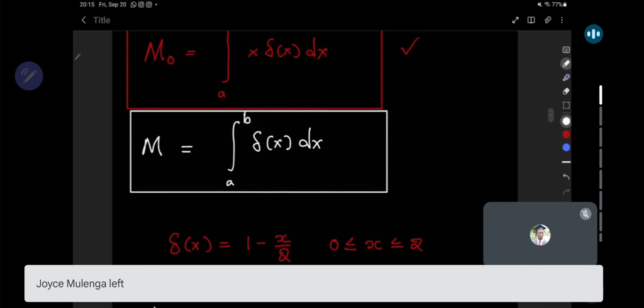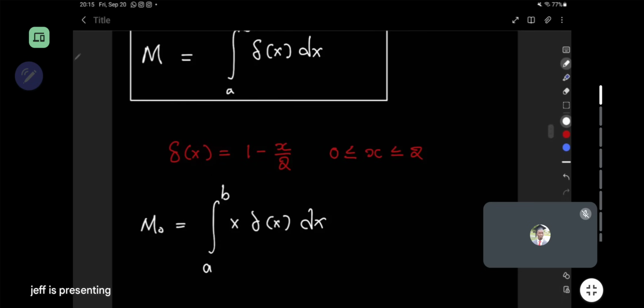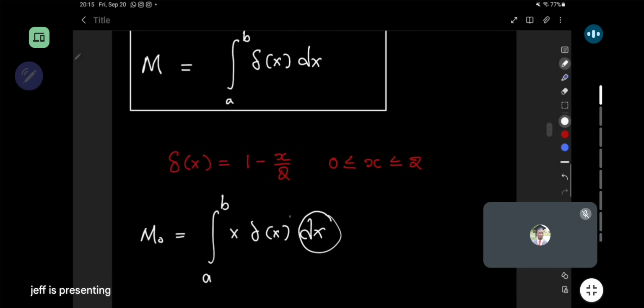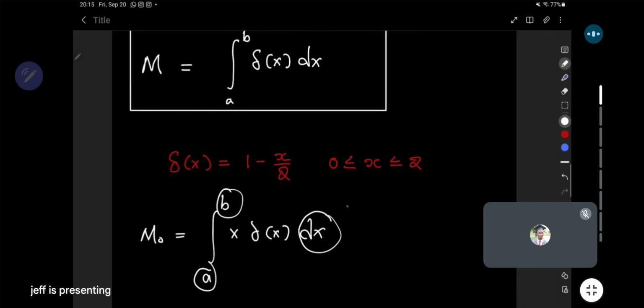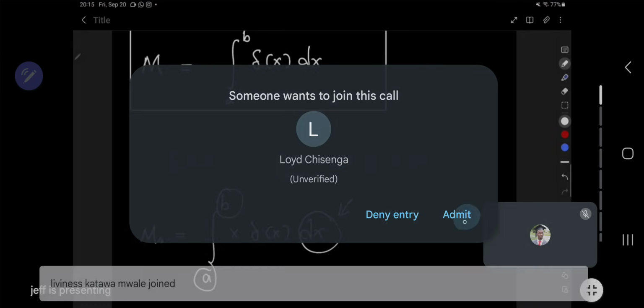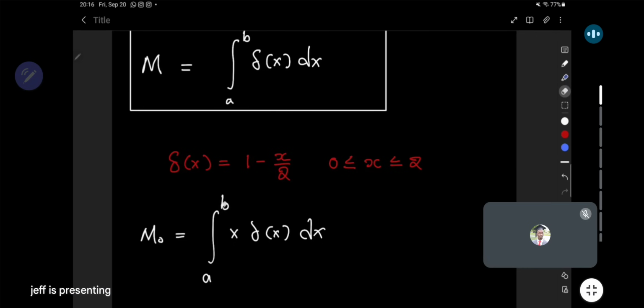So we're now set to get the moment about the origin. We're getting the integral from a to b of x times the density dx. When you're integrating with respect to x, a and b will be values of x. If you were integrating with respect to y, then a and b would have to be values of y. In this case, it's with respect to x, so a is the smallest value of x, while b is the maximum value of x.